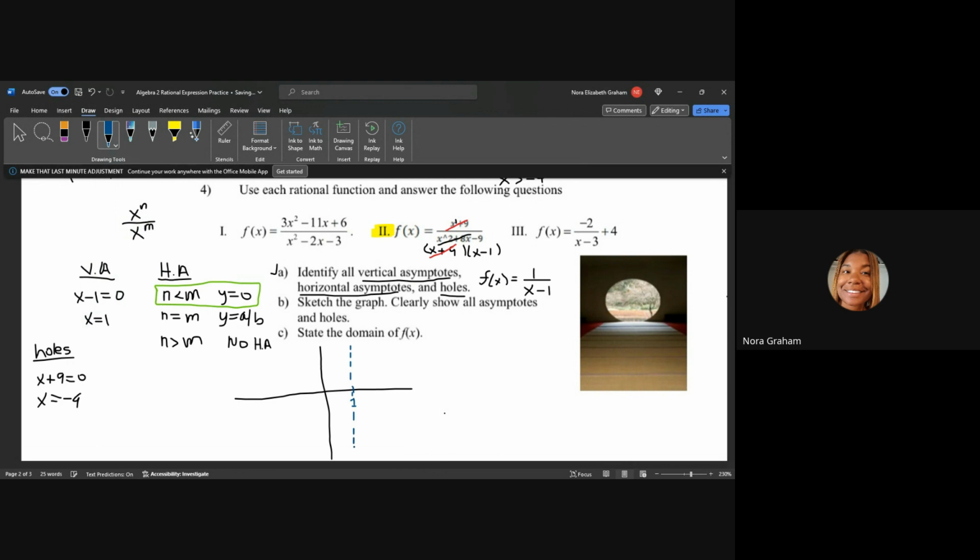And remember, your asymptotes are just what your graph cannot touch. It gets really, really close to it, but it can't touch it. All right. And now let's do our horizontal asymptote, which is y equals 0. That's just going to lie on our x-axis right here. That's where y is 0. That's our horizontal asymptote. That's y equals 0.